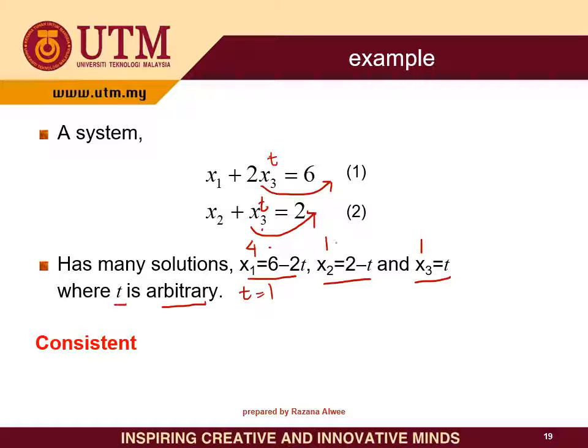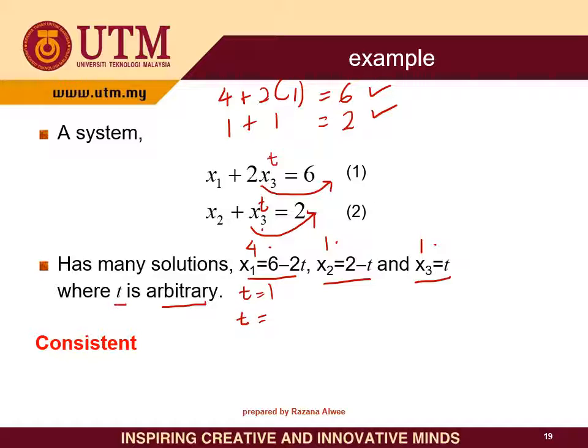Insert these three into the equations. We try with the first one: x1 is 4 plus 2 times x3, which is 1, equals 6. True. Then the second one: x2 is 1 plus x3 is also 1, equals 2. Correct. So t equal to 1 satisfies these equations.